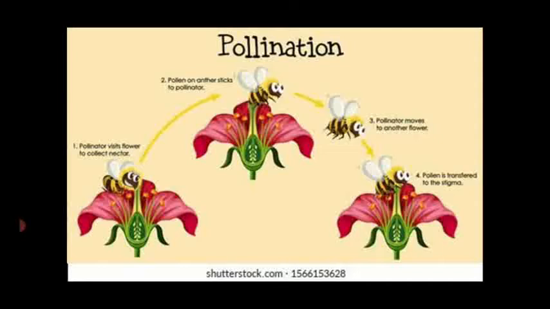Then when it reaches the other flower, it sits on the stigma of the gynoecium and dusts the pollen grains on the stigma region of the flower. Thus pollination takes place by insects. So this is the diagram which shows how insects carry the pollen grains from one flower to another flower.